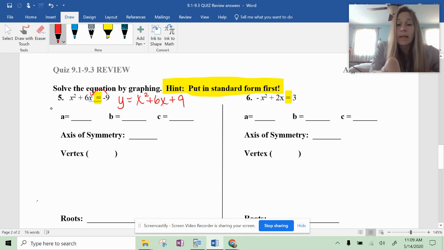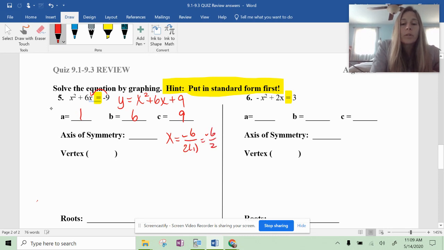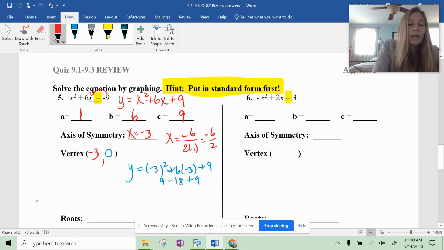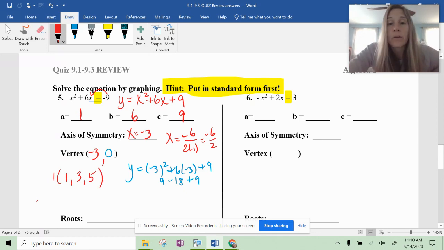Okay, once you get it into standard form with the y by itself and everything on the other side, now you can go through the same steps. Identify a, b, and c. Find your x, -b over 2a. So x is -3. Now we want to find the y value. So I'm going to do -3 squared plus 6 times -3 plus 9. 9 minus 18 plus 9 is 0. And then I'm going to do my a value times 1, 3, 5 to get my graphing pattern.